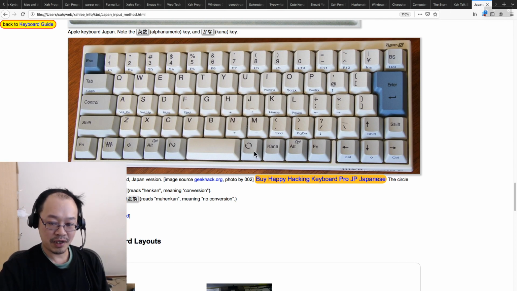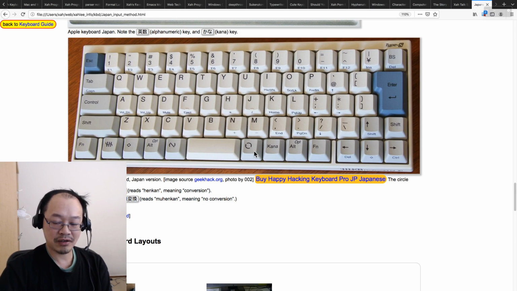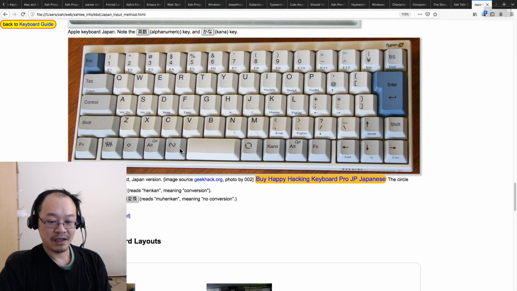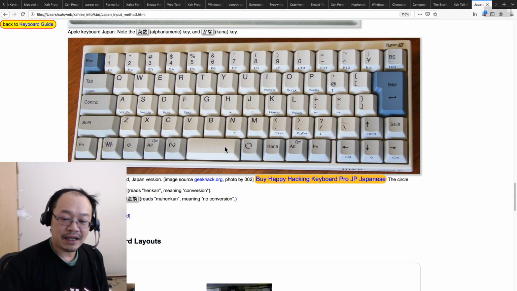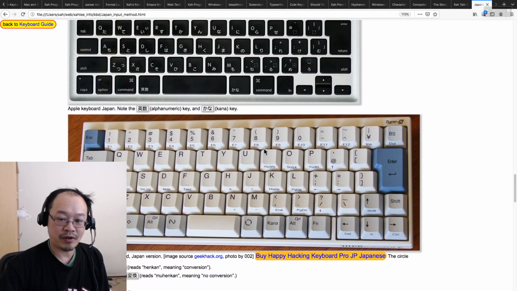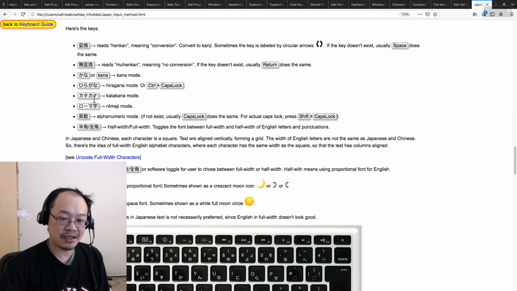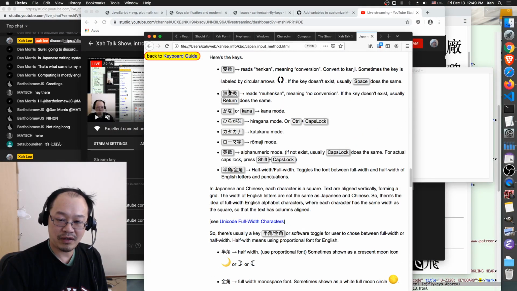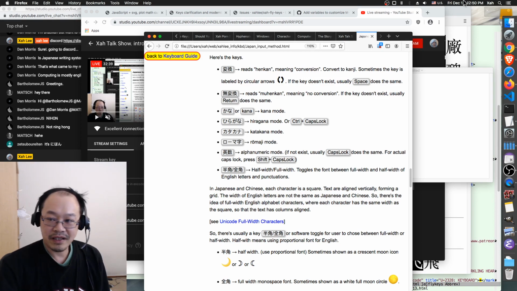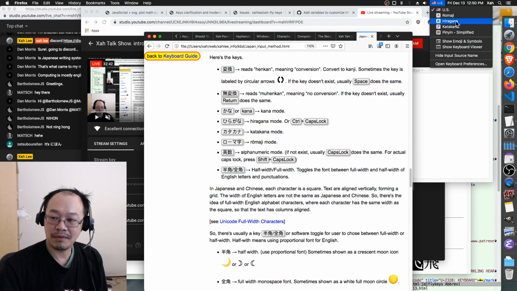So you have these two important keys. One is called henkan, which means change or convert. The other one is muhenkan, which means no change, don't convert. So that's about the special keys on the Japanese keyboard. By the way, they have a few other special keys like hiragana mode and katakana mode. Let me show you. They are not necessary because, for example, on the Mac, you just choose this instead.